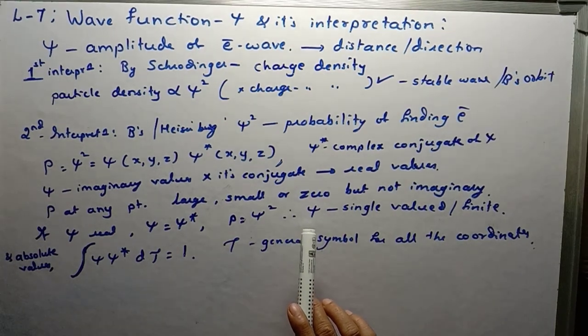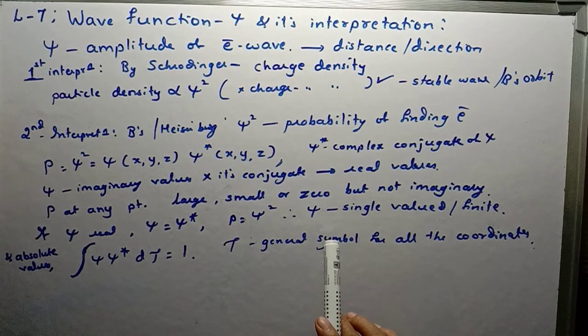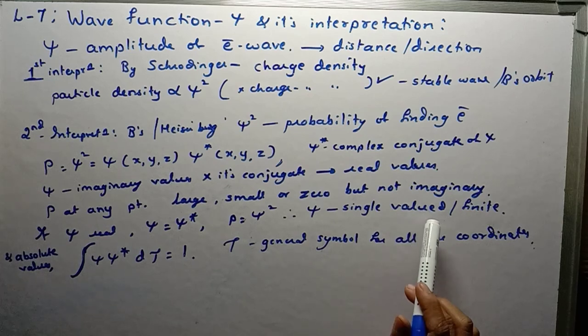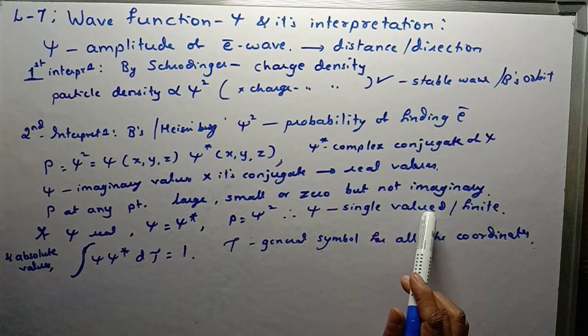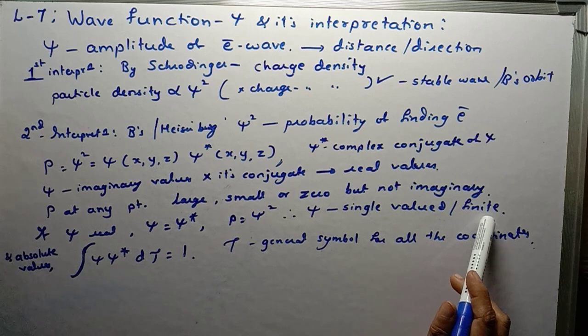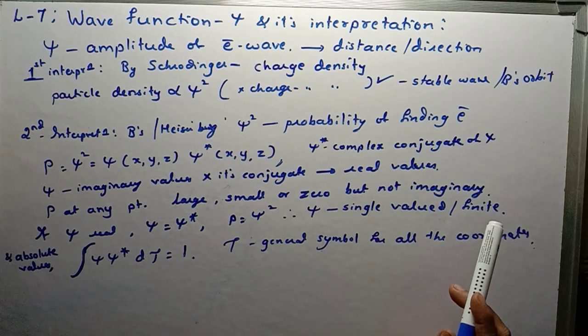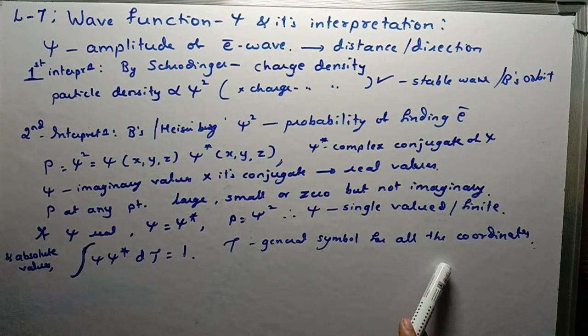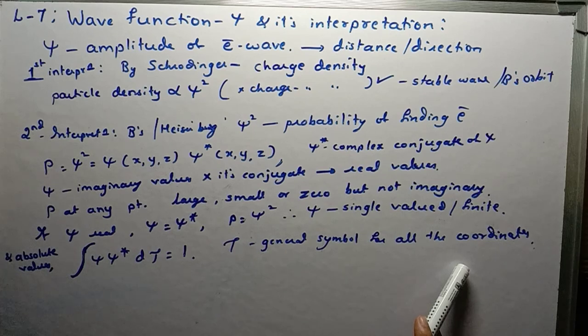Thus, psi must be single valued at each and every point, and it must be finite in its absolute values at all the points. It must be such that the integration of psi times psi star d tau is equal to 1, where tau is the general symbol for all the coordinates.